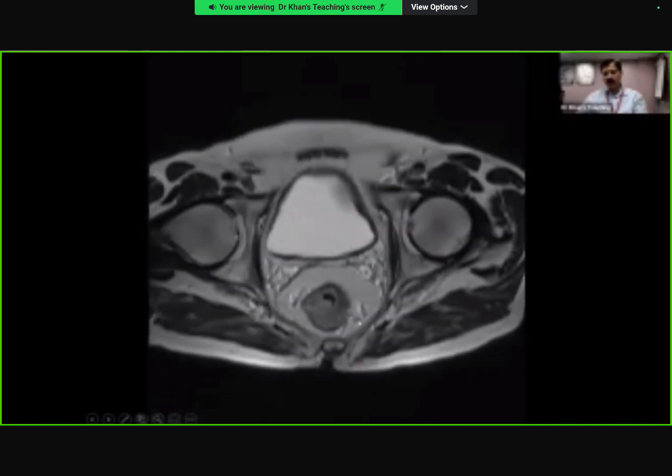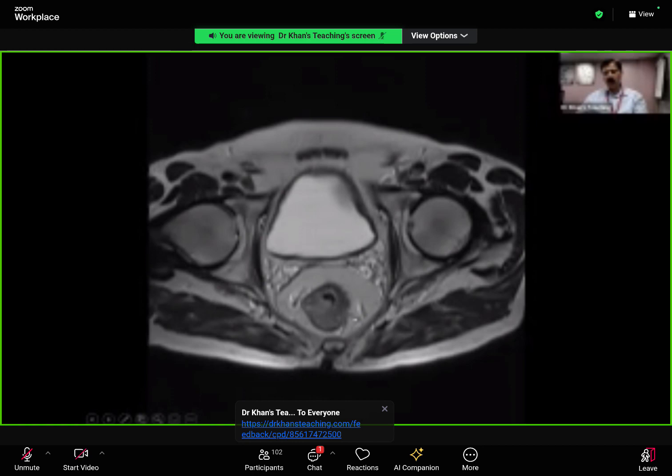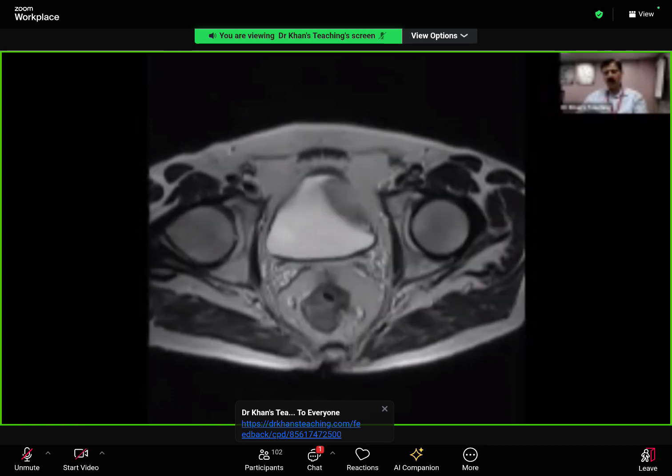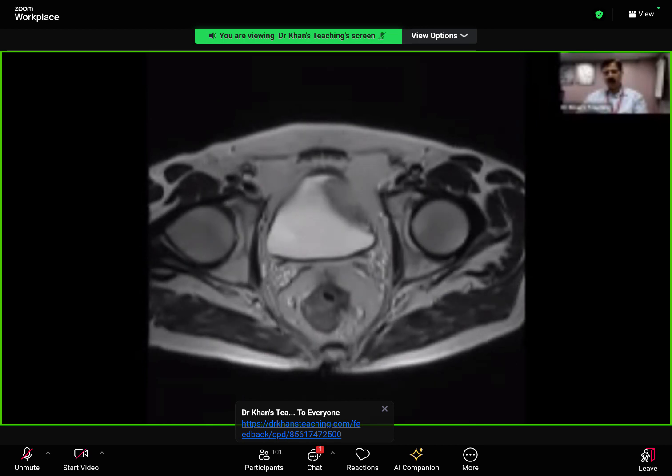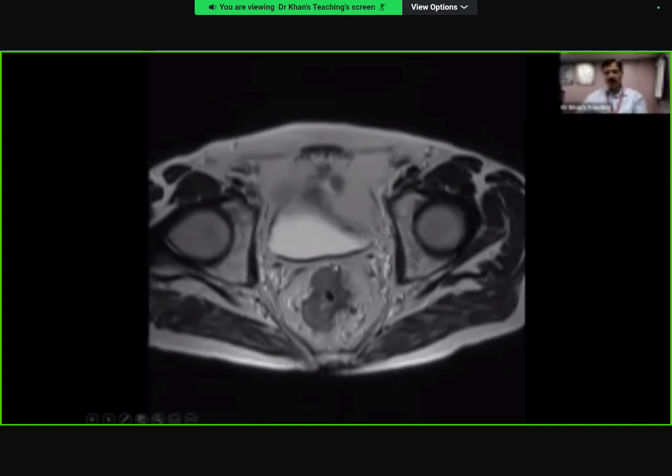And with that, look at this structure. It is just like a vessel. Look here, it is just like a vessel. So these two are extramural venous vascular invasion. The same thing here, there is another vessel, and same thing here, same thing here.